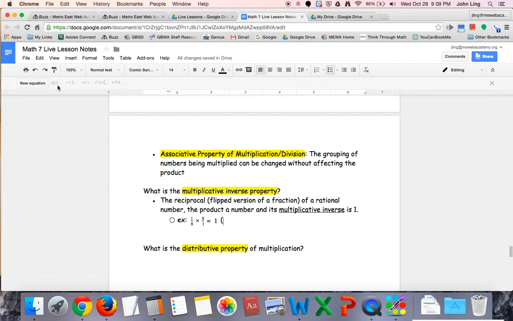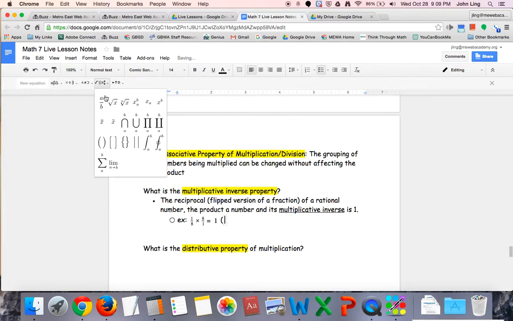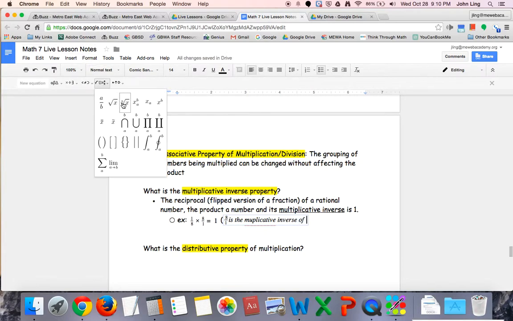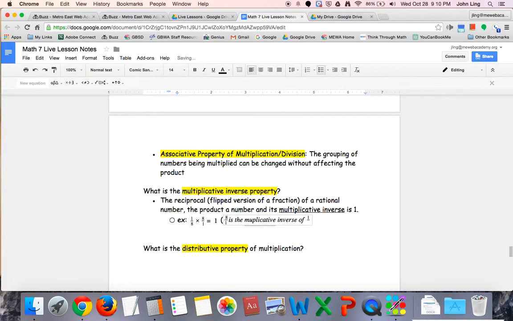So 8 over 1 is the multiplicative inverse of 1 over 8. All right, there you go.